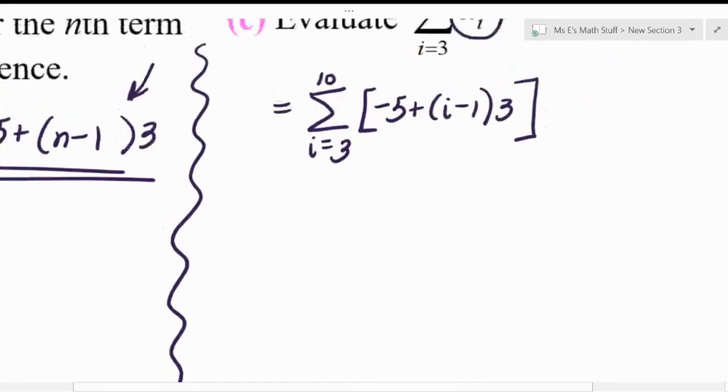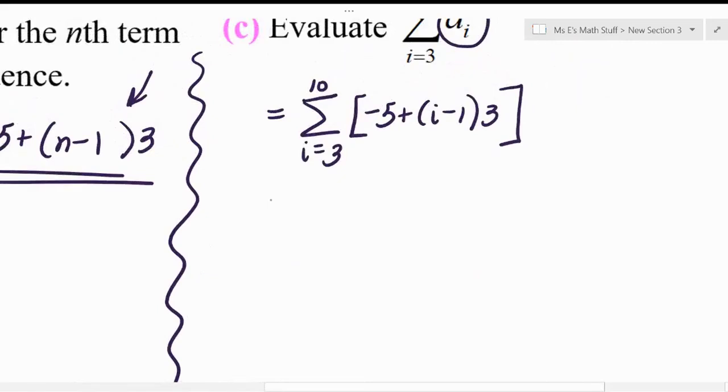So now that I've got this, if in doubt, expand it out, right? So let's plug 3 in. Your lower bound is 3. So we'd have negative 5 plus 2 3s. So that'd be 1, right? And then now you can plug 4 in. So negative 5 plus 3 3s, right? You can plug 5 in. Negative 5 plus 4 3s. So 7. And if you look at my terms, oh okay, they just keep adding 3.